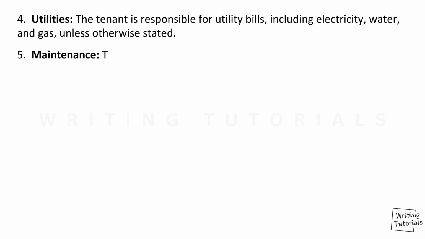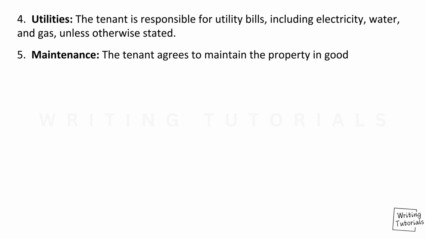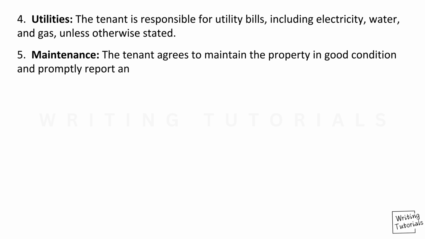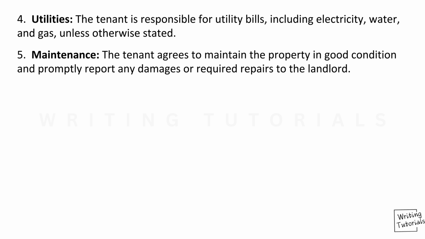5. Maintenance. The tenant agrees to maintain the property in good condition and promptly report any damages or required repairs to the landlord. This clause outlines the tenant's responsibility for property maintenance. It's a good idea to include examples, like keeping the property clean or informing the landlord about any needed repairs.